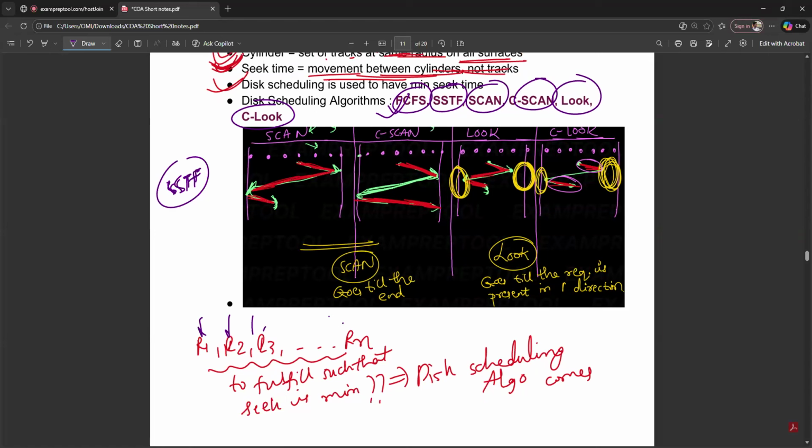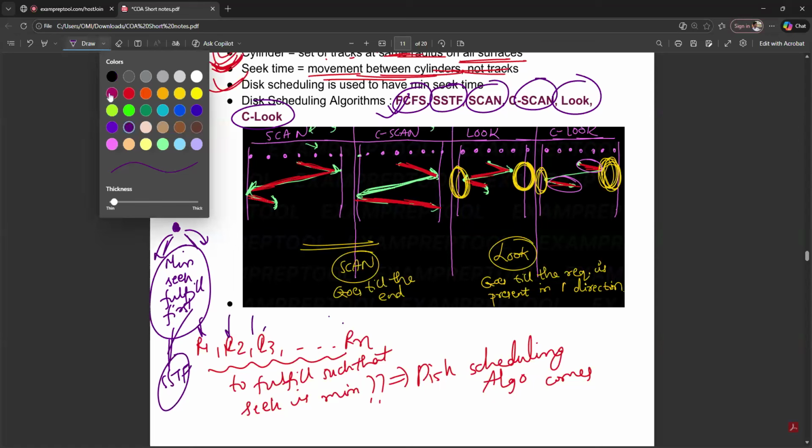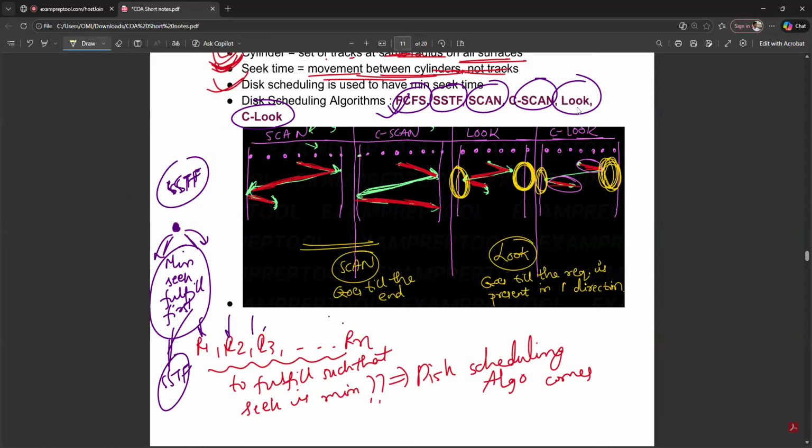What does it mean by shortest seek time? If you are currently fulfilling this request, now whether to go this side or this side, whichever takes the minimum seek, you fulfill that first. So that is called SSTF. Minimum seek fulfilled first. Now SCAN, C-SCAN, LOOK and C-LOOK.